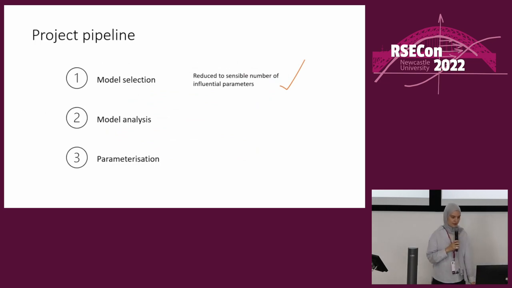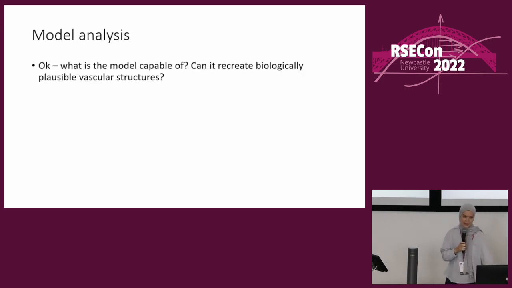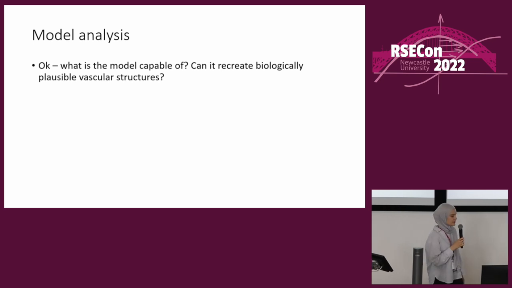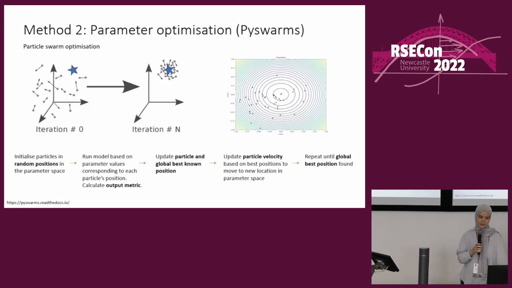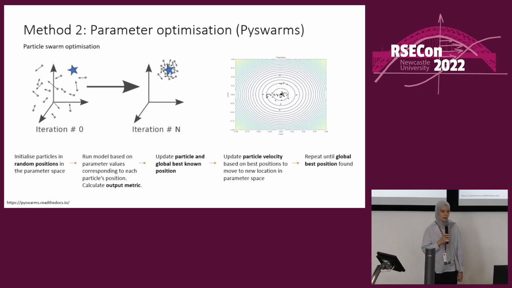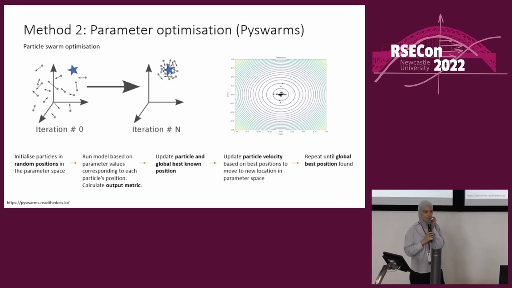So that's the first thing that I ticked off my list: reduce the model to a sensitive number of parameters. The second question I had was, what is the model actually capable of? For my application of vascular network formation, I mentioned that other models couldn't quite recreate the vascularization process and tick all the boxes properly. So I wanted to really probe what the limit of the model was. And for this, a method called particle swarm optimization was really, really useful. Essentially, it can be used as a parameter optimization method.